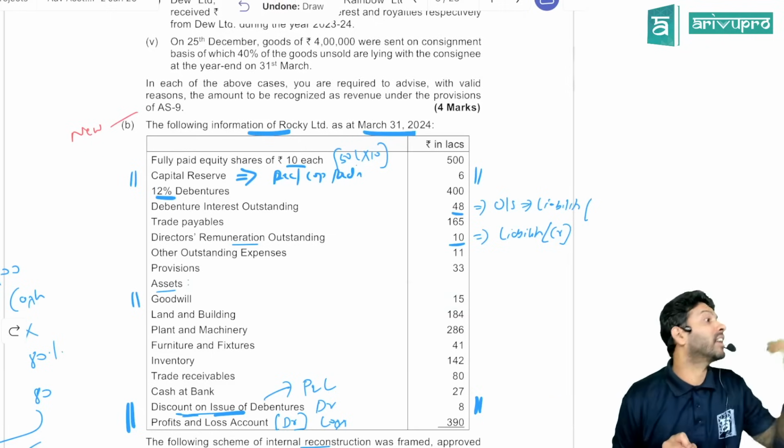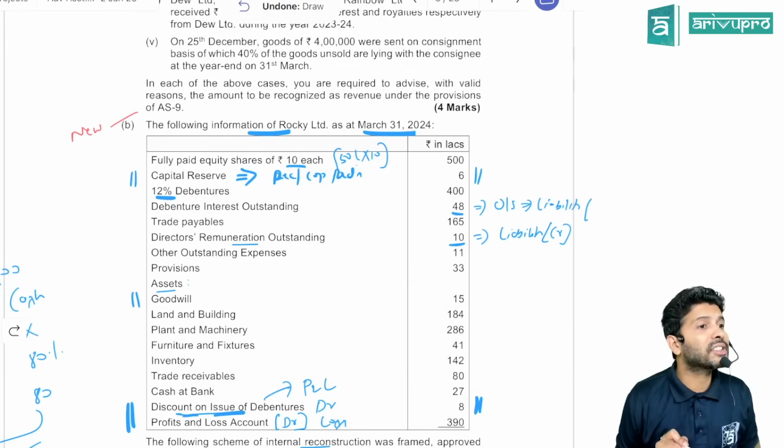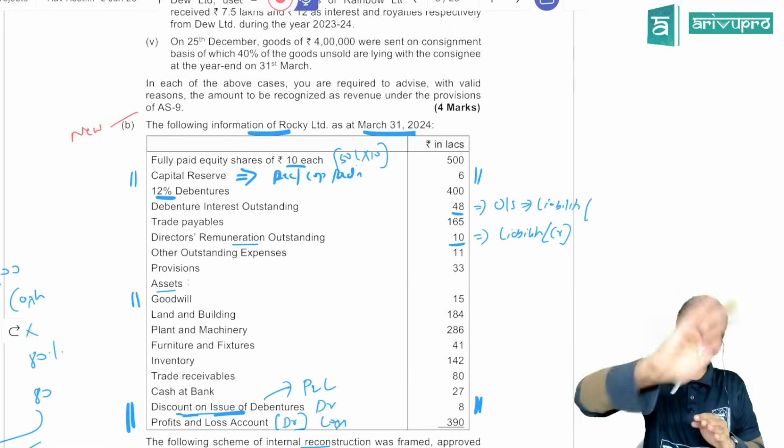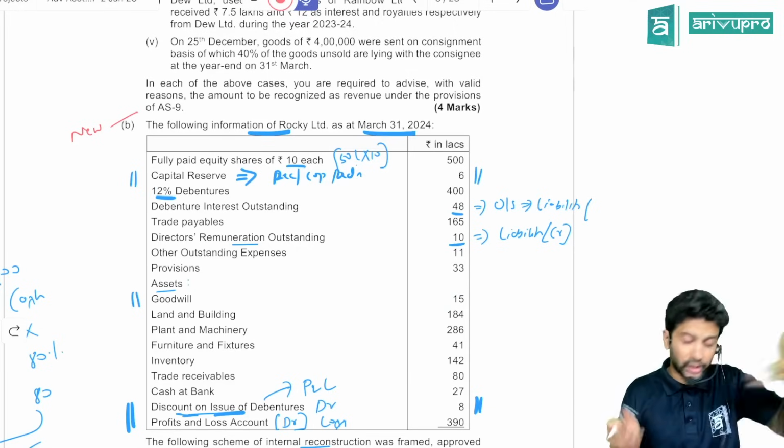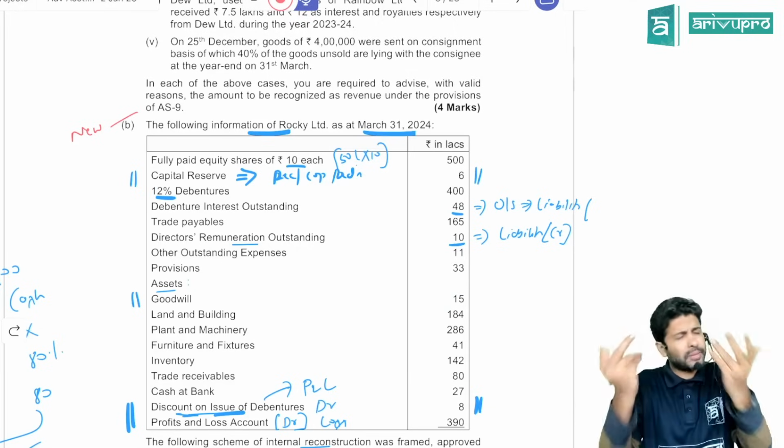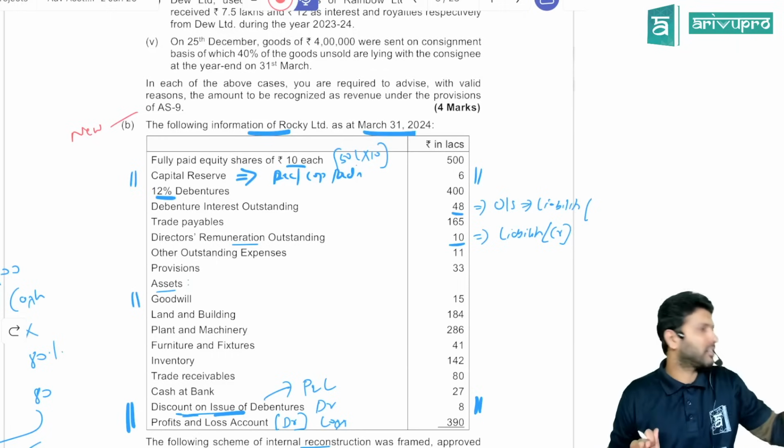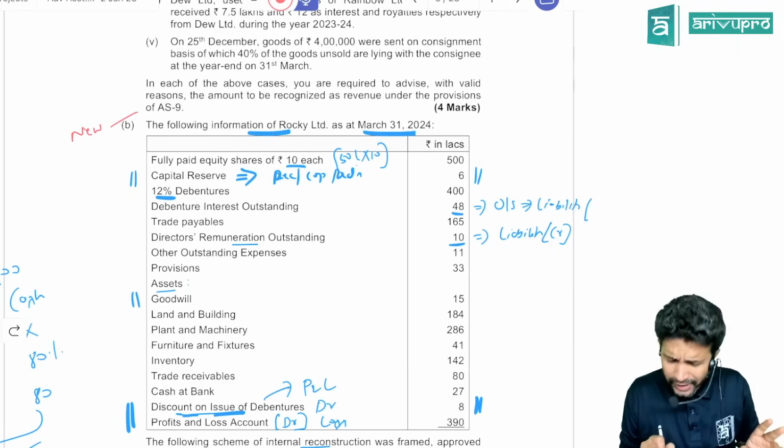Goodwill, they are saying write it off. Whether mentioned in the question or not, goodwill you write it off; they've given a note like that. So we'll follow the same approach for our next 2-3 attempts. Let's see whether the changes will agree. Okay.